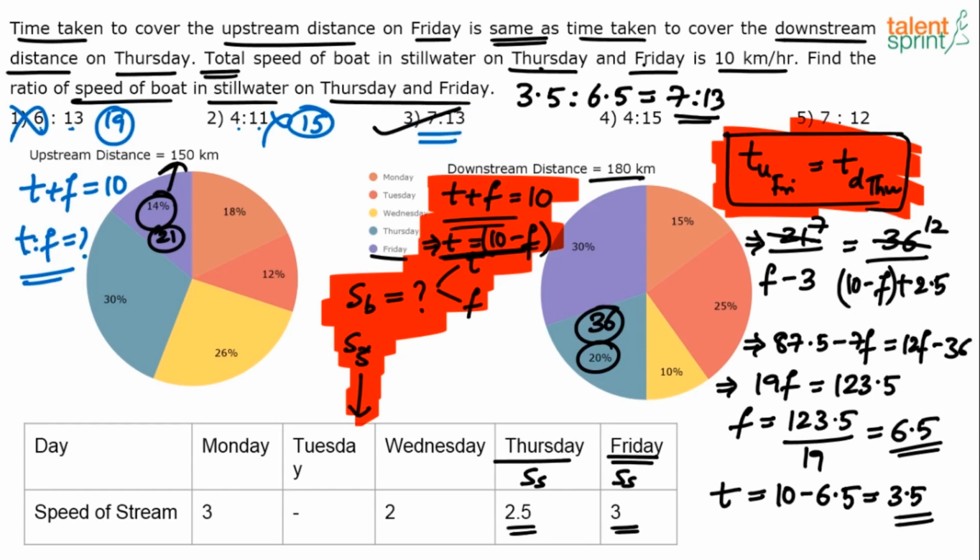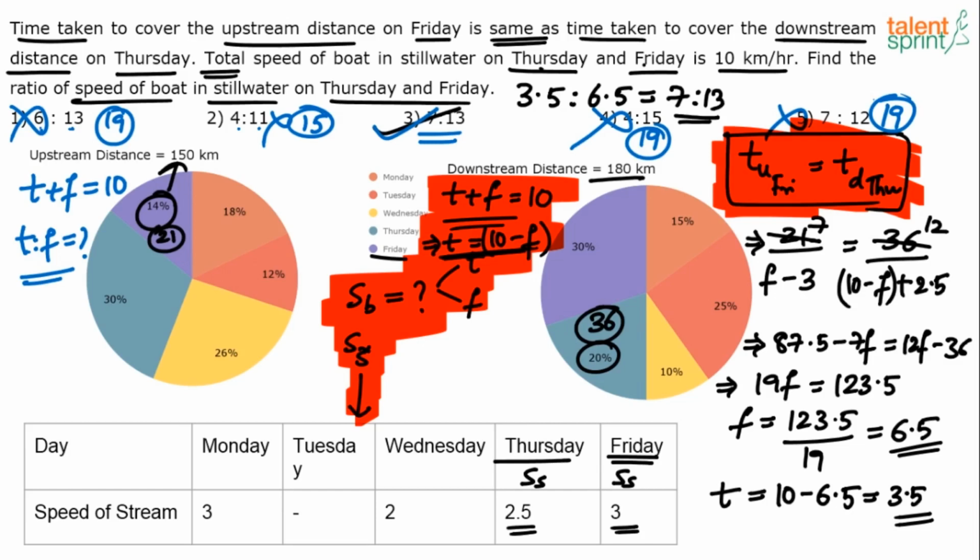But when you look at the fourth option, 4 is to 15, this also adds to 19, right? Cannot be the answer. Fifth option, 7 is to 12. 7 plus 12 is again 19. This cannot be the answer. So the only option which satisfies that smart condition here is option 3. Hence, you can also take a chance and mark option 3 as the correct answer there.